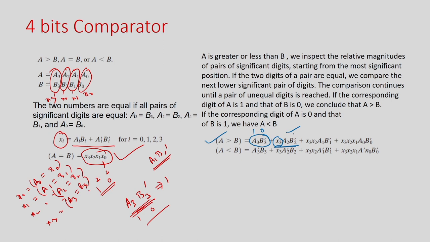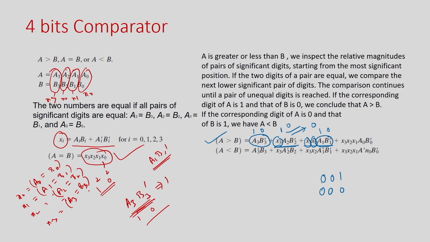Now, even if this becomes false, what does that mean? It means A2 is not 1 and B2 is not 0. Then I will go to here, and I will check whether the first two bits are the same or not, X3 and X2, then I will just check A1, B1 bar. Right. What does this mean? It means A1 is 1 and B1 is 0. So, if I come to this point, it means the first two bits are the same and here it is different.